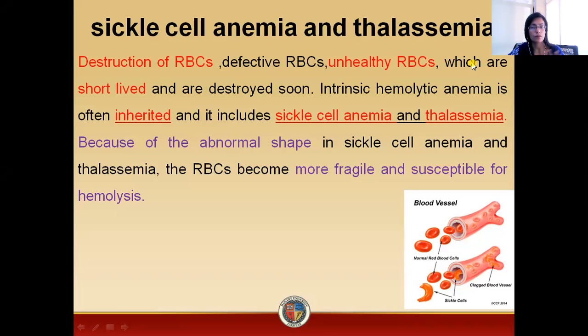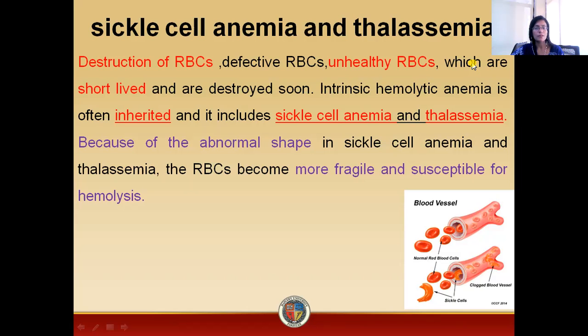Basically, in it, there is destruction of RBCs. We have unhealthy RBCs. We have RBCs with short lives. So, this intrinsic hemolytic anemia is an inherited disease. Two main examples of this intrinsic hemolytic anemia are sickle cell anemia and thalassemia.